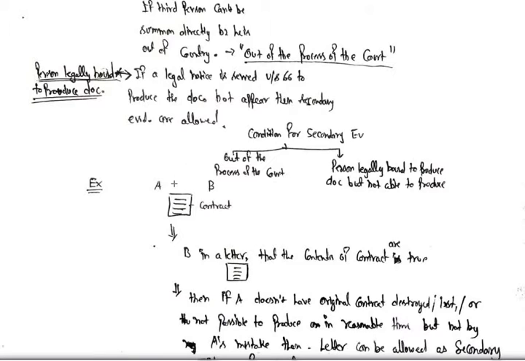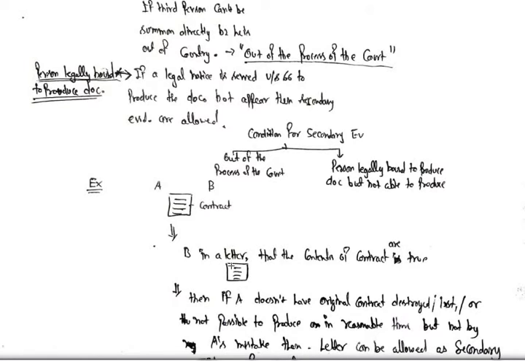Now suppose one original document signed between A and B. Now suppose the original document is with B and the photocopy of that is with A. The original contract is with B and photocopy is with A. And if A wants to prove the fact against B and if he wants to submit the photocopy, that is the secondary evidence, and this will be allowed only if to produce.